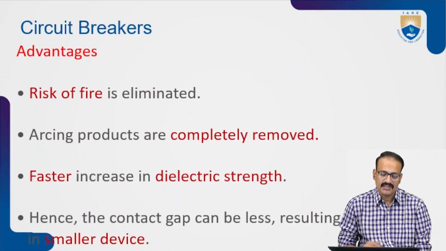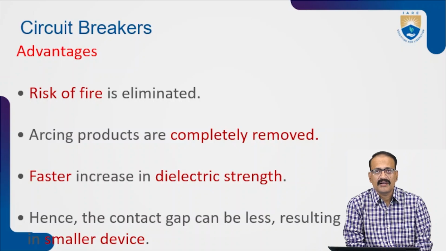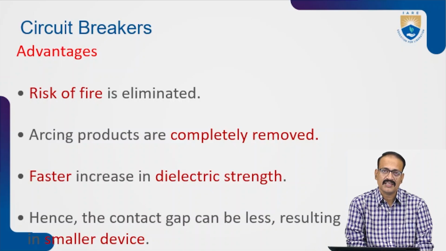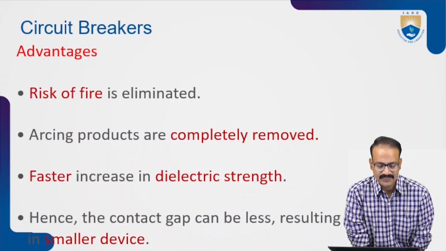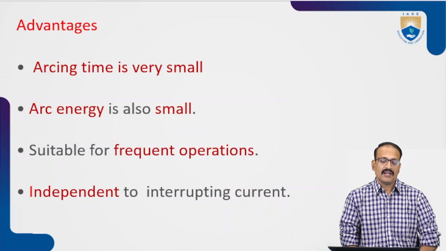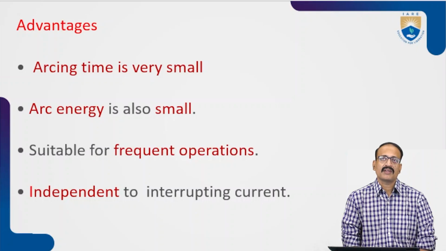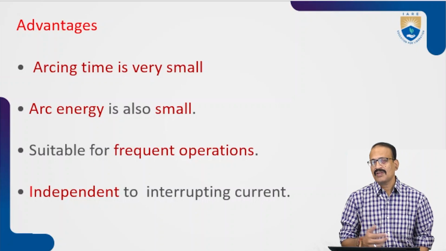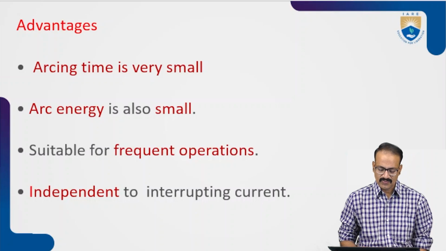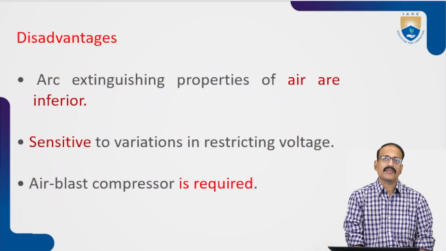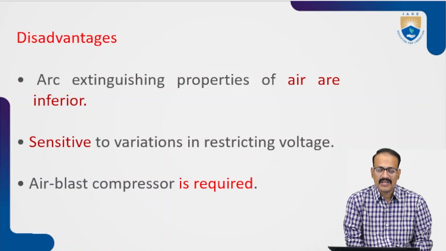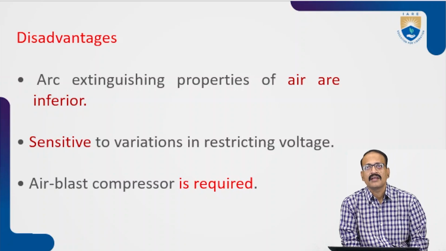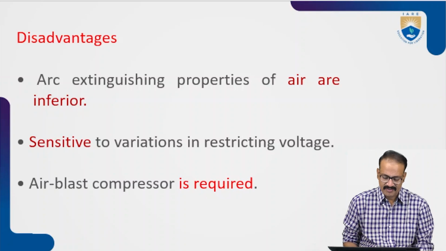So the advantages are: risk of fire is eliminated, arcing products are completely removed, and faster increase in dielectric strength, so we can use a small device. Also the arc time is small and arc energy is also small, suitable for frequent operations. In some cases there are very frequent operations, so it is suitable for those. It is also independent of the interrupting current. Coming to the disadvantages, we need the air blast compressor, it is sensitive to the restriking voltage, and the extinguishing properties are inferior.